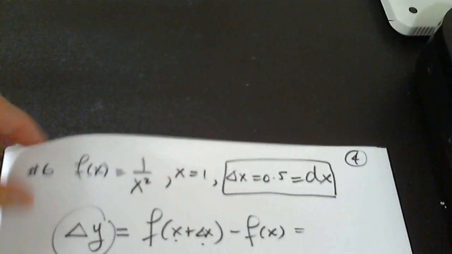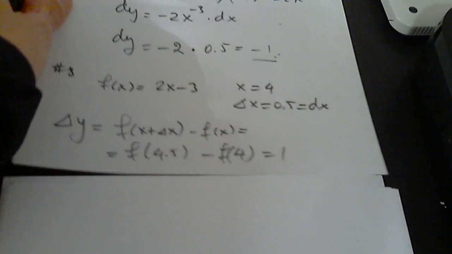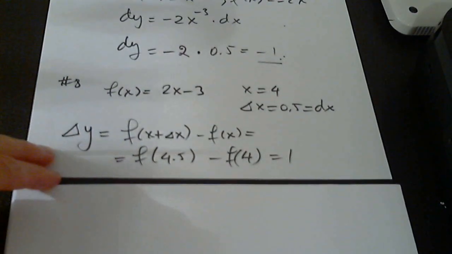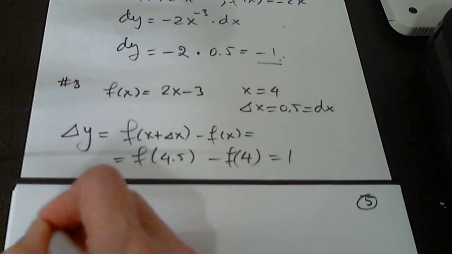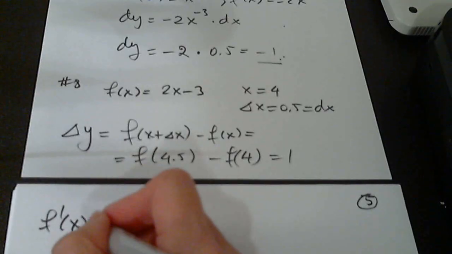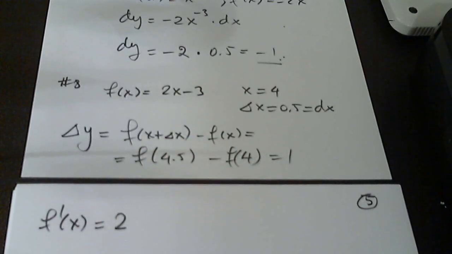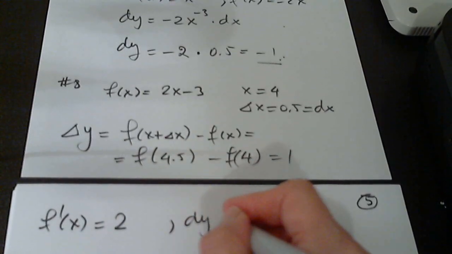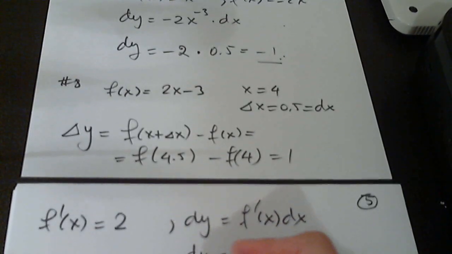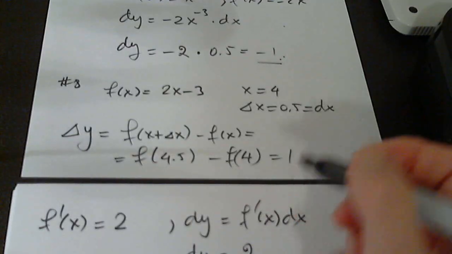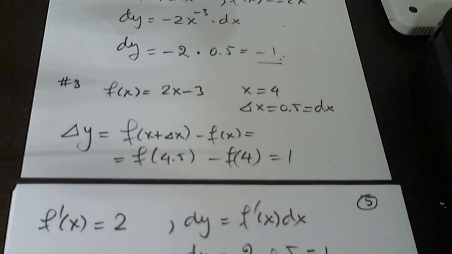Now we want to find the differential. And the formula for the differential one more time is, after we find f prime of x, which is 2, dy equals f prime of x dx. So then dy equals 2 times dx, which is 0.5, and this is 1. There is absolutely no error at all in this case.